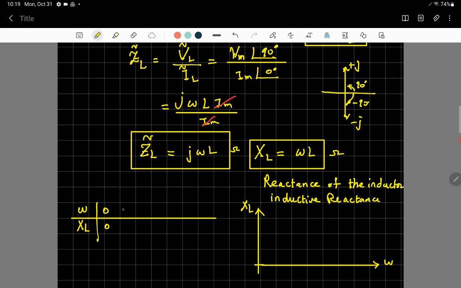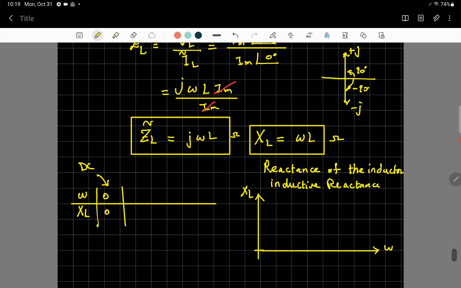What does it mean omega equals 0? Well, omega equals 0 means DC. So the frequency of DC is equal to 0. XL will be equal to 0 ohm. So what does it mean XL is equal to 0 ohm? It means short circuit, like switch closed.